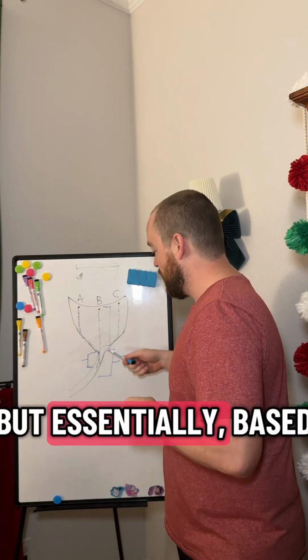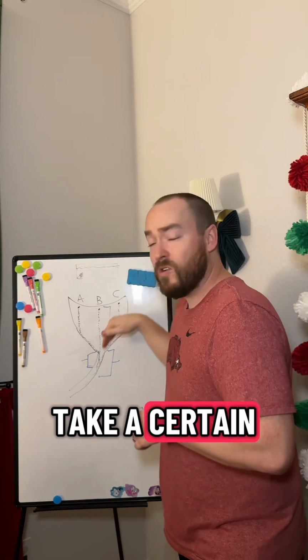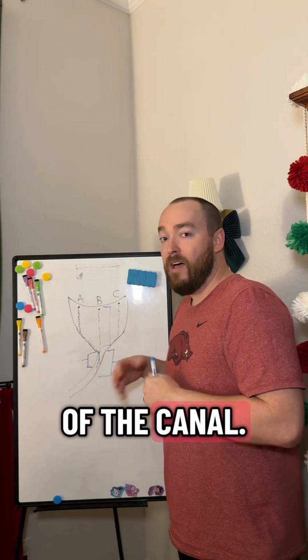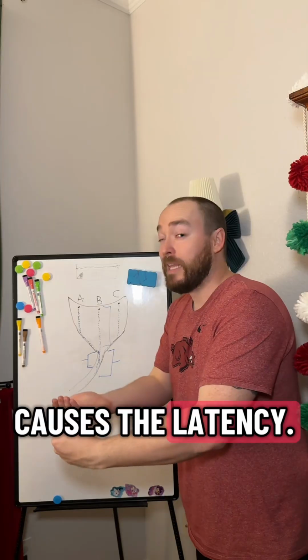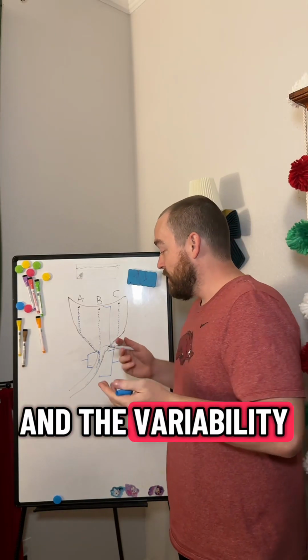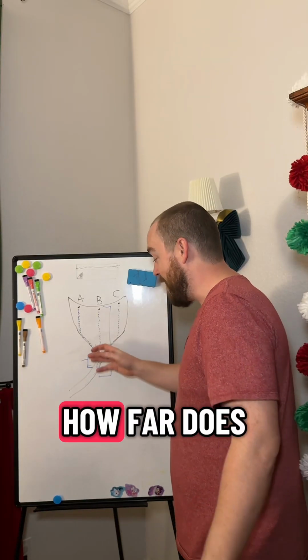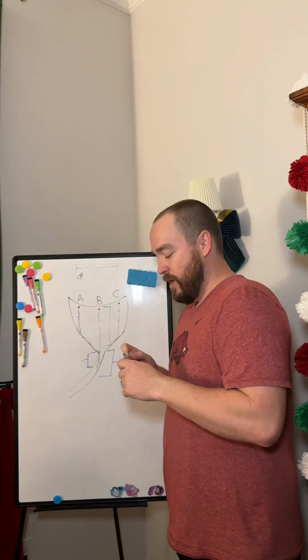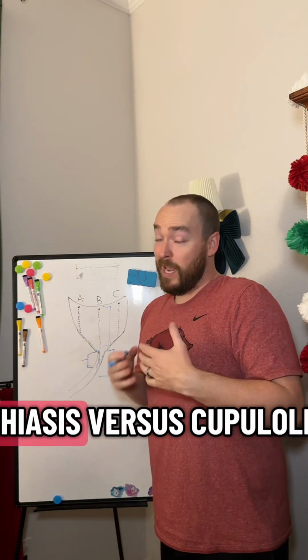But essentially, based on where the sediment is, it's going to take a certain amount of time before it can reach the opening of the canal and cause enough pressure to deflect the cupula, and that's what causes the latency. And the variability of the duration of nystagmus is based on how far it has to fall before it hits the canal wall.